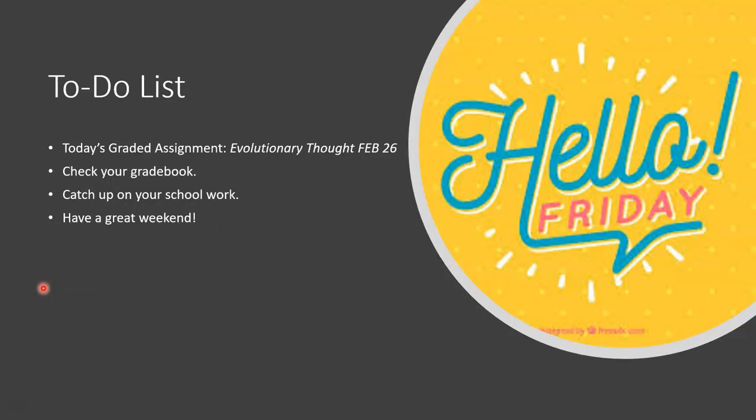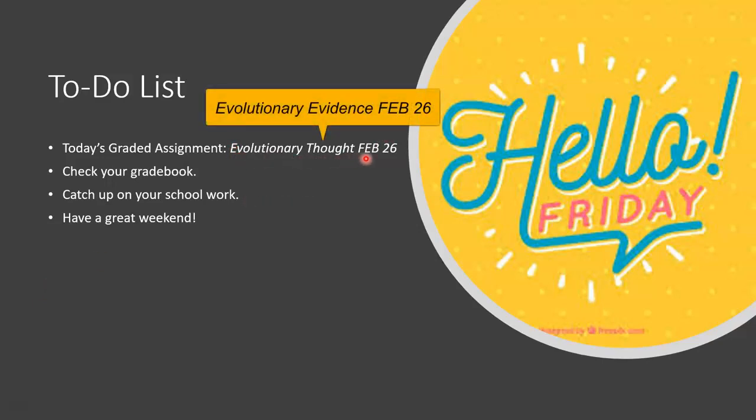So again, that was a quick tour through lessons 205 and 206, highlighting some of the key points. It is imperative that you read lessons 205 and 206 on your own thoroughly. It's a really interesting read, especially about vestigial structures. I think you'll find that interesting. So your homework is to read 205 and 206 thoroughly and finish this assignment today. It's called evolutionary evidence, not evolutionary thought. So look for Evolutionary Evidence, February 26th.